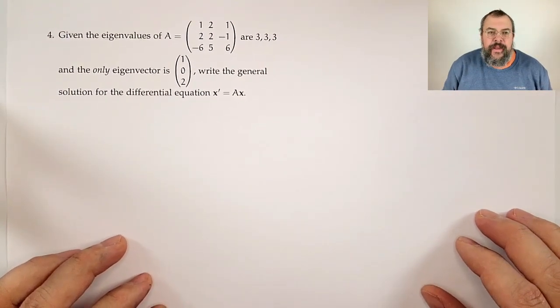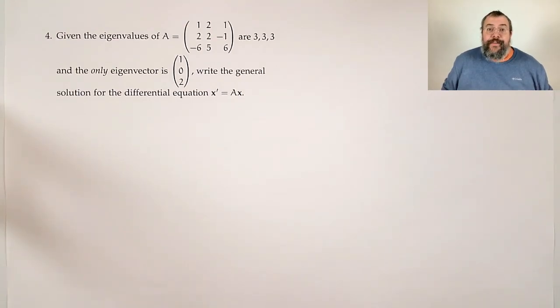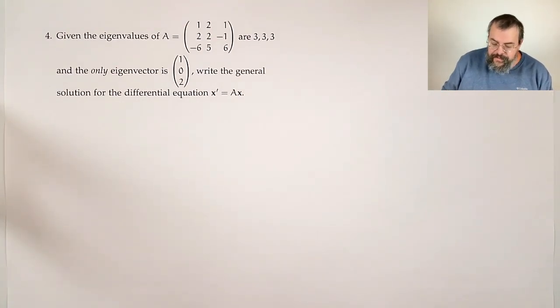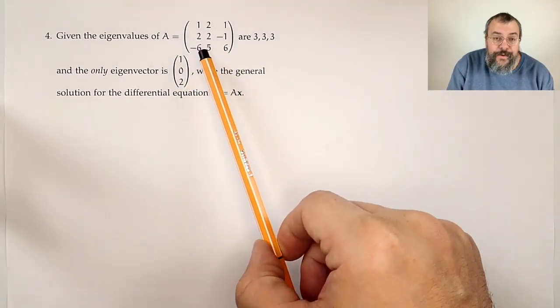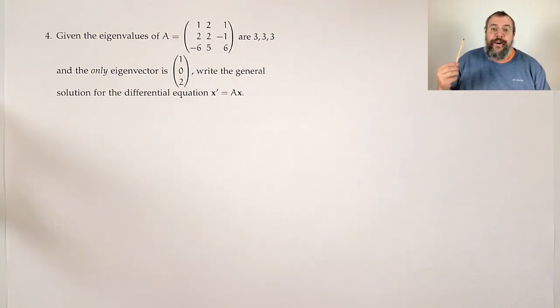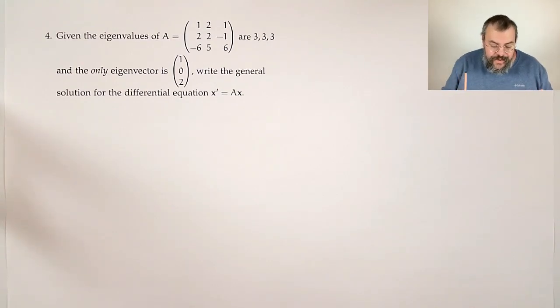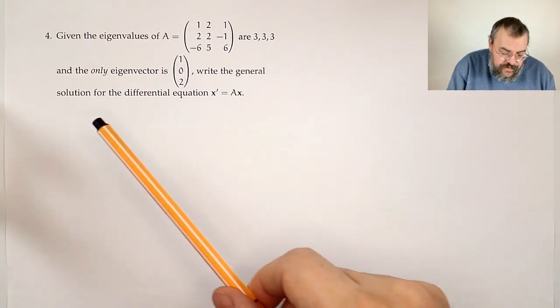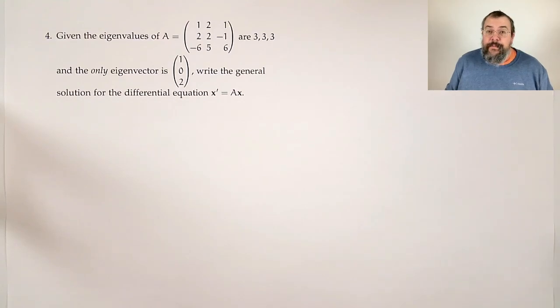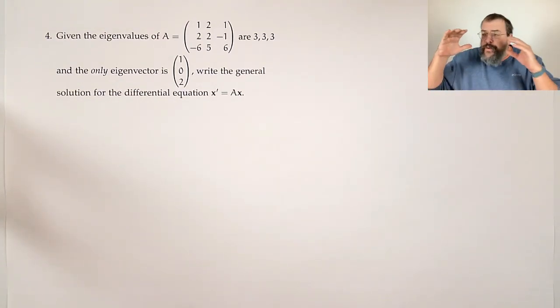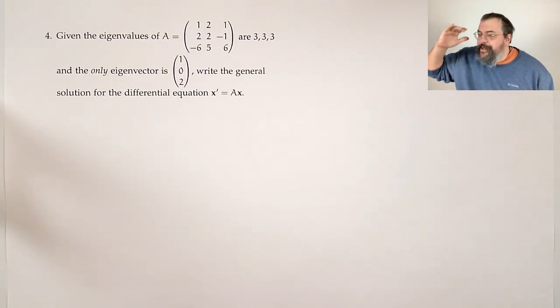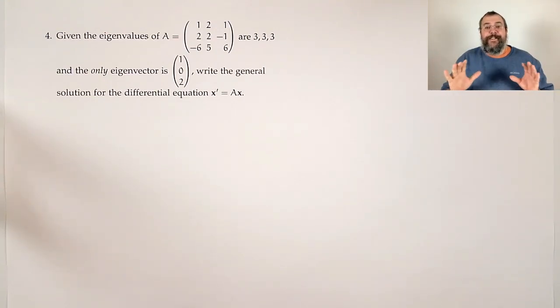So, given the eigenvalues of this matrix A, and A is given to us, 1, 2, 1, 2, 2, minus 1, minus 6, 5, 6, are 3, 3, 3, and the only eigenvector is 1, 0, 2, right? The general solution for the differential equation, x prime equals Ax. And you're probably thinking, oh, we got to go start looking for those other eigenvectors. Where are they? No. There are no other eigenvectors.